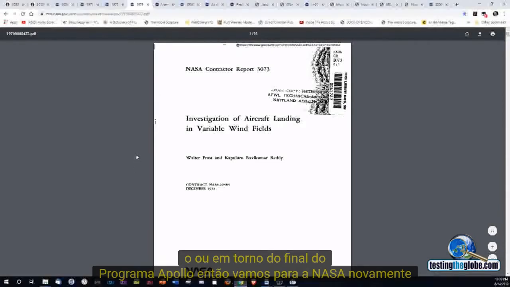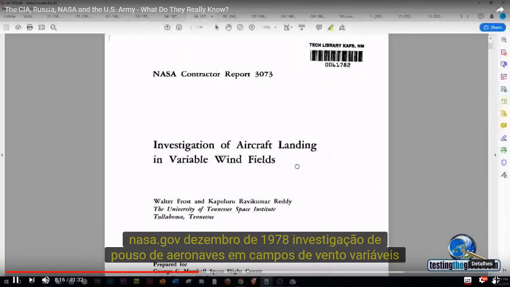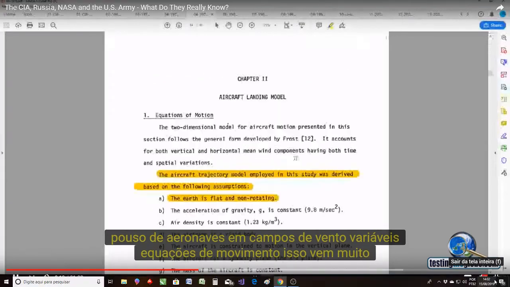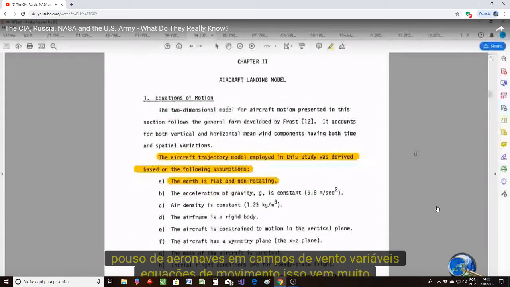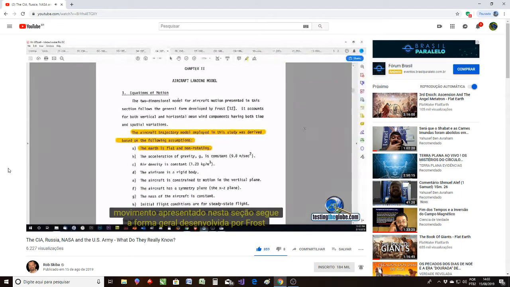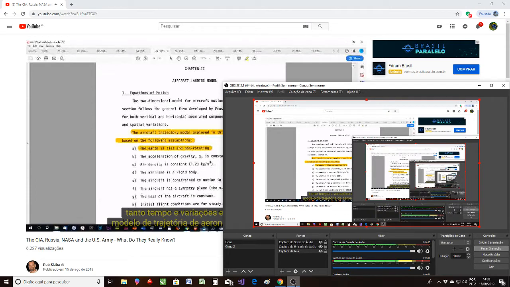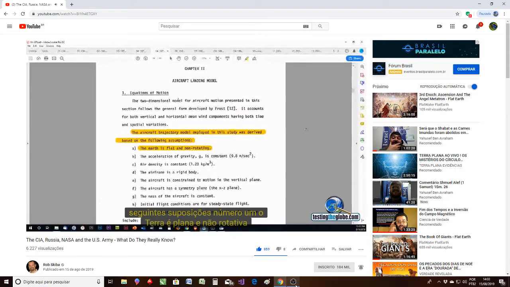So we go to NASA again, NASA.gov, December 1978. Investigation of aircraft landing in variable wind fields. Equations of motion. This comes up a lot. The two-dimensional model for aircraft motion presented in this section follows the general form developed by Frost. It accounts for both vertical and horizontal mean wind components having both time and spatial variations. The aircraft trajectory model employed in this study was derived based on the following assumptions. Number 1, the Earth is flat and not rotating. That's the number 1 assumption?